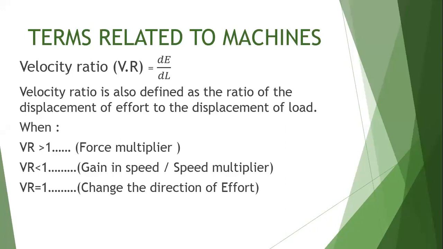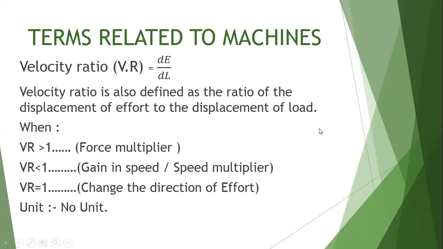You will find velocity ratio and MA are both useful in determining the category of machine. With the help of the MA we can categorize our machine, and the same with the help of the VR. If my MA is greater than 1, then it's a force multiplier. The same way, if my VR is also greater than 1, it is also a force multiplier. If VR is less than 1, it's a gain in speed. If MA is less than 1, it's a gain in speed. And if MA and VR both come out to be 1, then it changes the direction of effort. Okay.